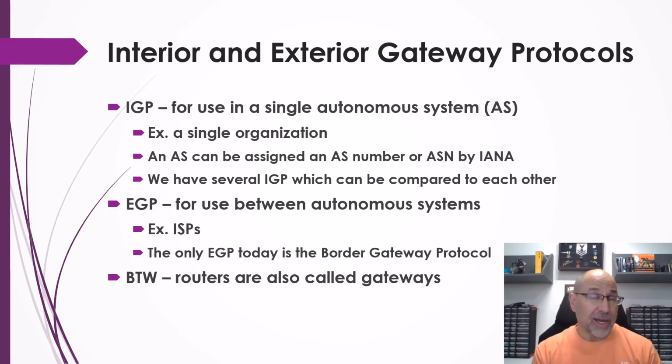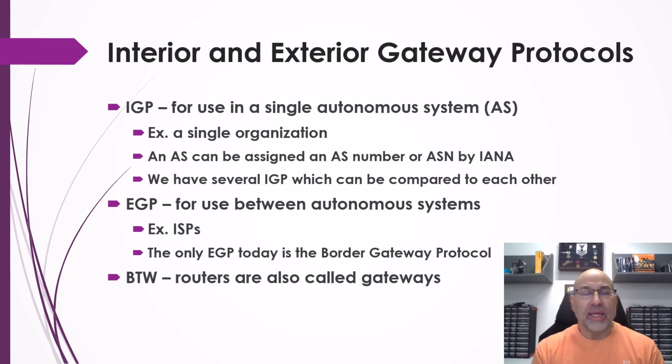Now, your autonomous system might be given an AS number by IANA. It's not always the case. Autonomous system numbers are used by things like the Border Gateway Protocol, which is an exterior routing protocol. So it's not always necessary that we have an autonomous system number, but the fact that you're running your own set of networks and your own routing protocol means that you sort of have this autonomous system.